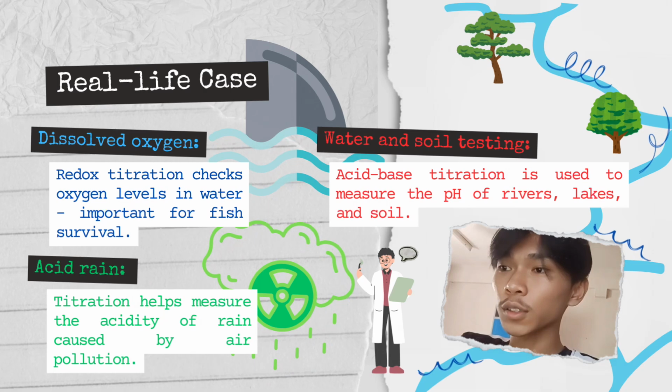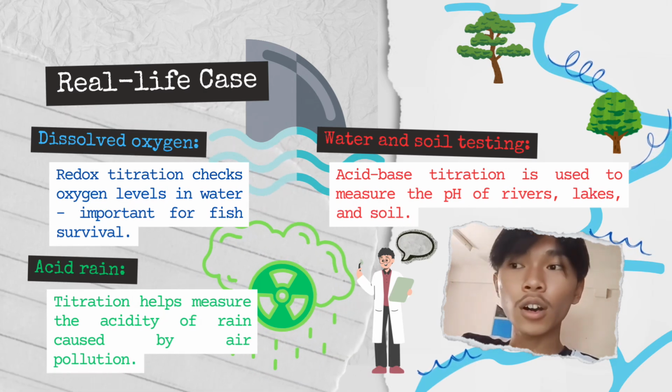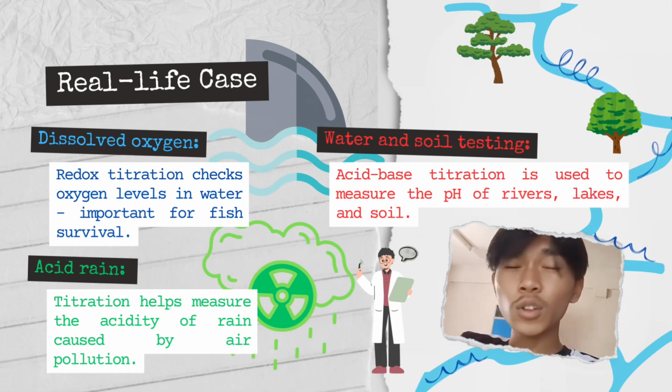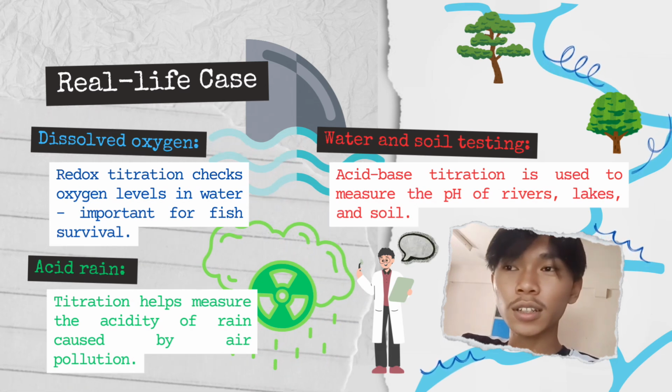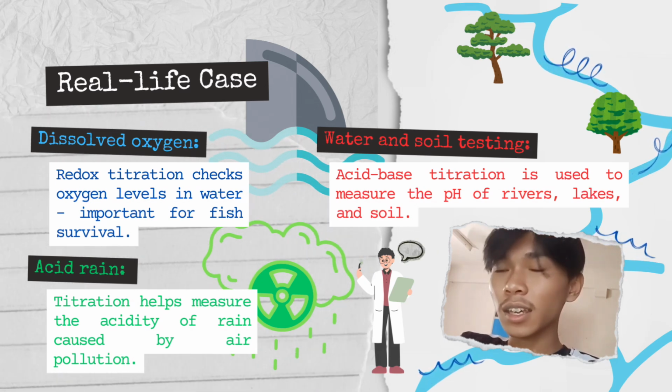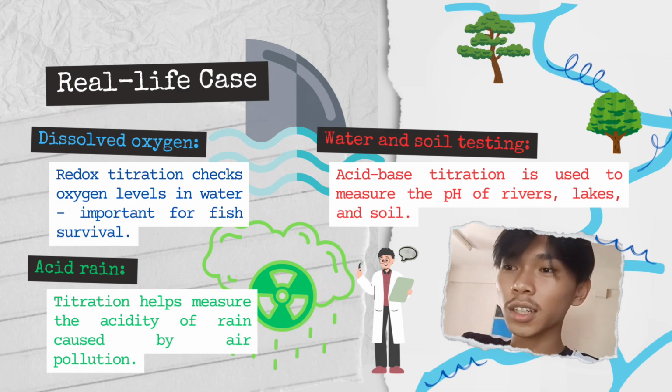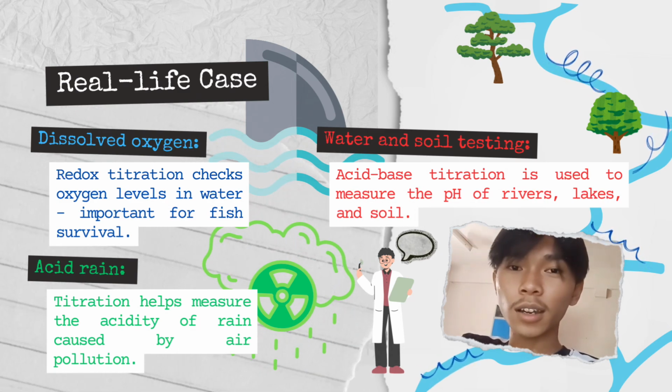Next, titration also checks the amount of oxygen in water, which is important for fish survival. And lastly, titration helps measure the acidity of rain caused by air pollution.